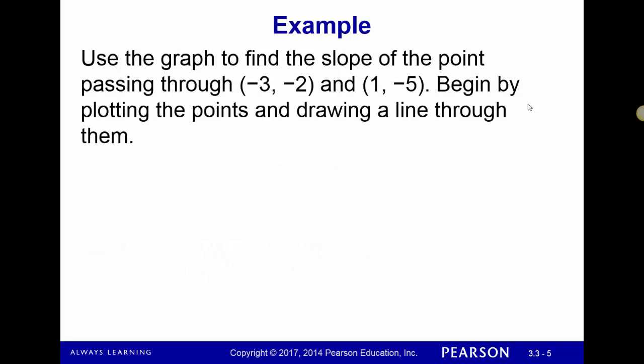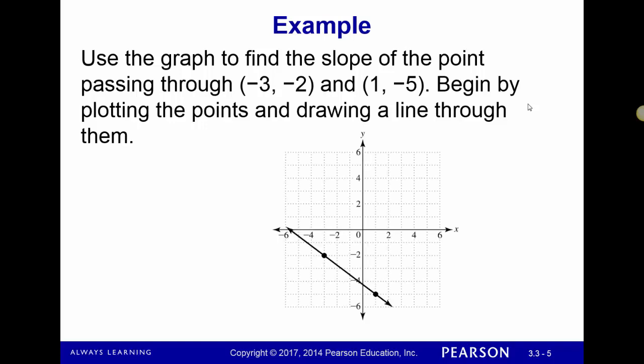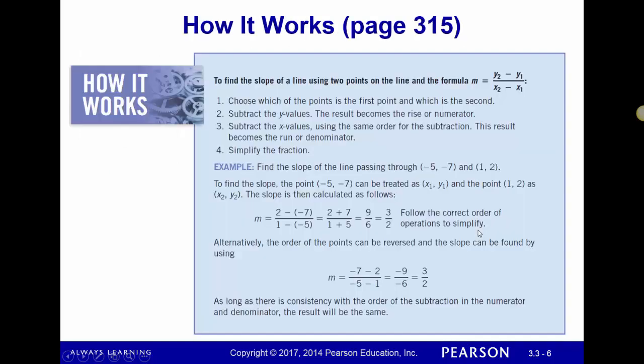So let's use the graph to find the slope of the line that passes through the points -3, -2, and 1, -5. And the first thing we'll do is plot the points and draw a line that connects the points. And then we can look at the slope. So if we look at the rise, to get from this point down to the location of the second point, we're going down 3, and our run is +4. So our slope is -3 over 4.